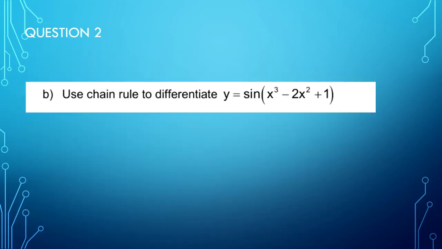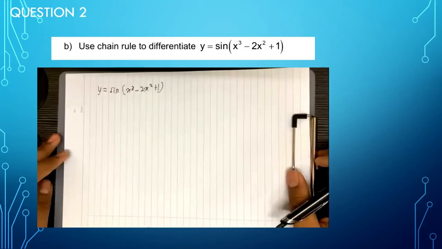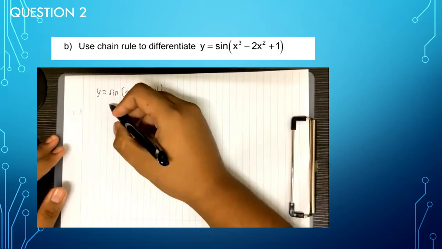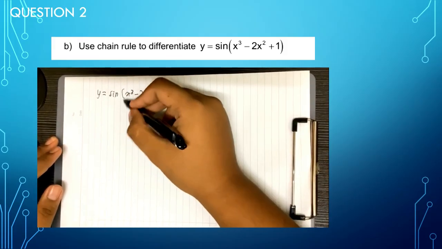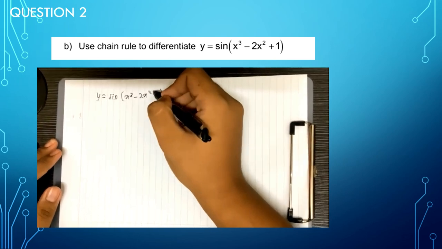Okay, for this question, it tells us to use the chain rule to differentiate y equal to sine bracket x to the power of 3 minus 2x to the power of 2 plus 1. So let's look at the solution. Okay, for the next question, y equal to sine bracket x to the power of 3 minus 2x to the power of 2 plus 1.